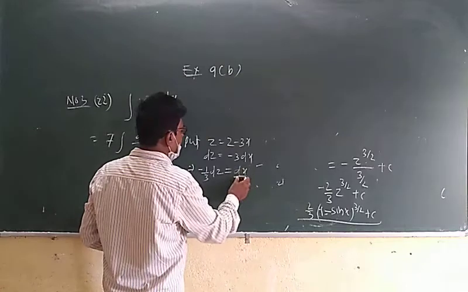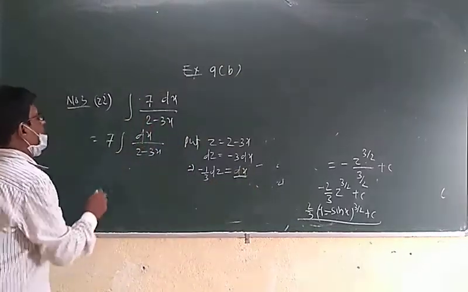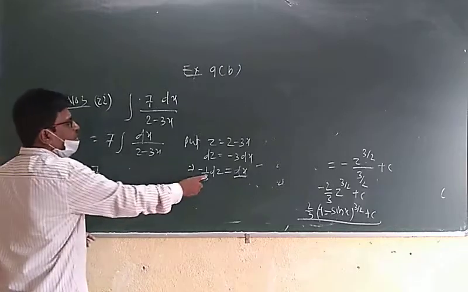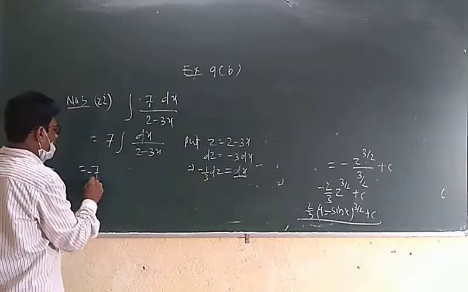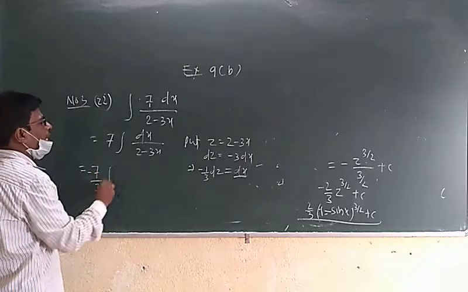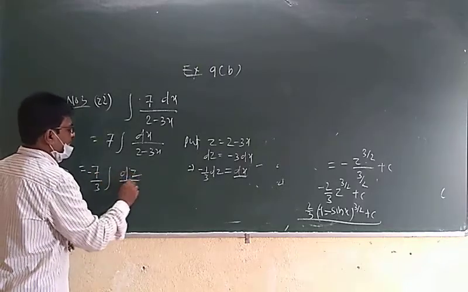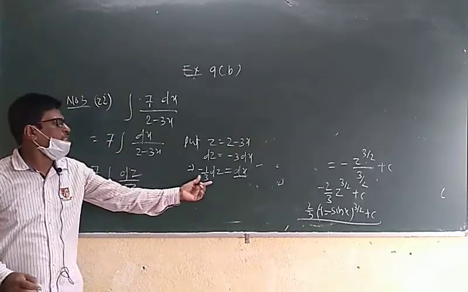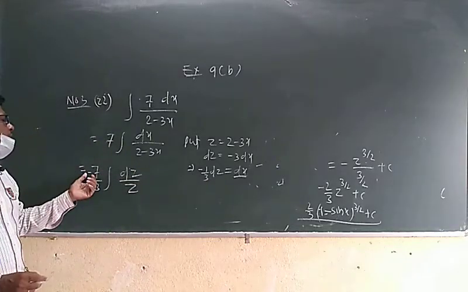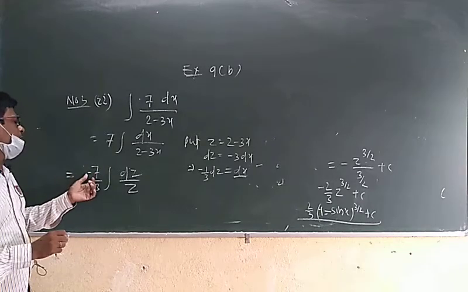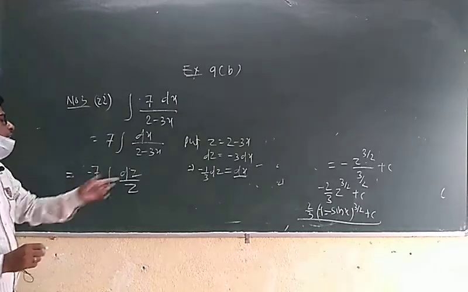Instead of dx, put minus 1 by 3 dz. So 7 dx becomes 7 times minus 1 by 3, which is minus 7 by 3, dz by z, where 2 minus 3x is equal to z. Multiply 7 by minus 1 by 3, that is minus 7 by 3 dz by z.